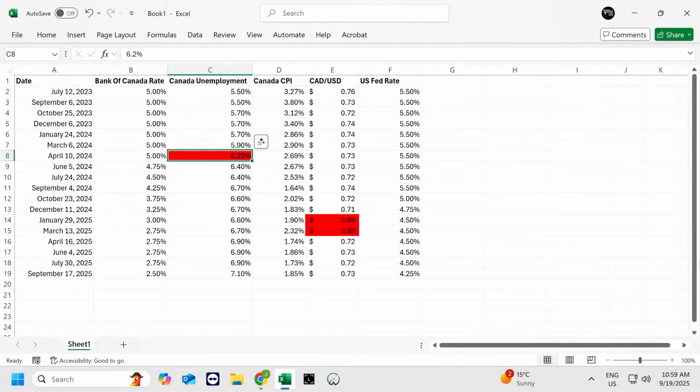At the same time, the Canada CPI was actually at 2.69%. So still within the band. Now it's within the band. Back then, it was outside of the band at 3.27%. But now we're in our 1 to 3% target. The Canada to US dollar had deteriorated at that point to 73 cents on the dollar. The US federal funds rate was still at 5.5%.